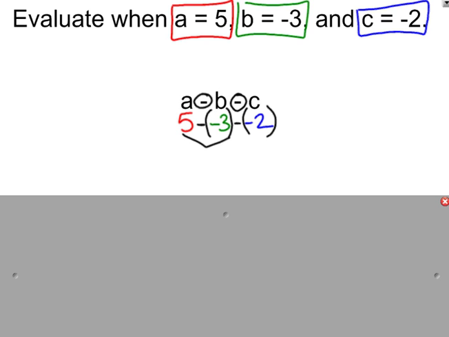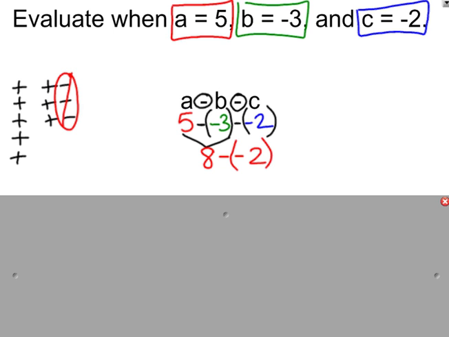Okay, 5 minus -3. Think about, we can start with 5 positives, take away 3 negatives, so add 3 zero pairs, and take away those 3 right there. So 5 minus -3 is going to be +8, and then we can bring down minus -2.